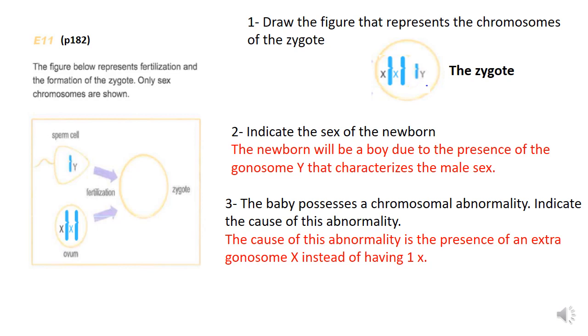Question 3. The baby possesses a chromosomal abnormality. Indicate the cause of this abnormality. So the cause of this abnormality is the presence of an extra gonosome X instead of having 1 X. So it's clear that the zygote should possess only 2 gonosomes. However, here the zygote possesses 3 gonosomes. And do you remember? The zygote is going to become an embryo having the disease that we call Klinefelter syndrome.